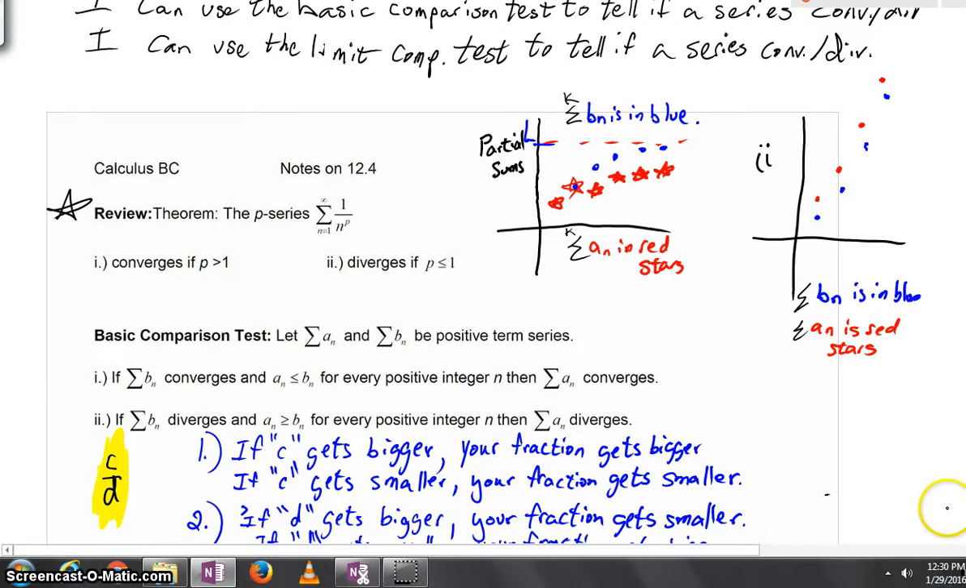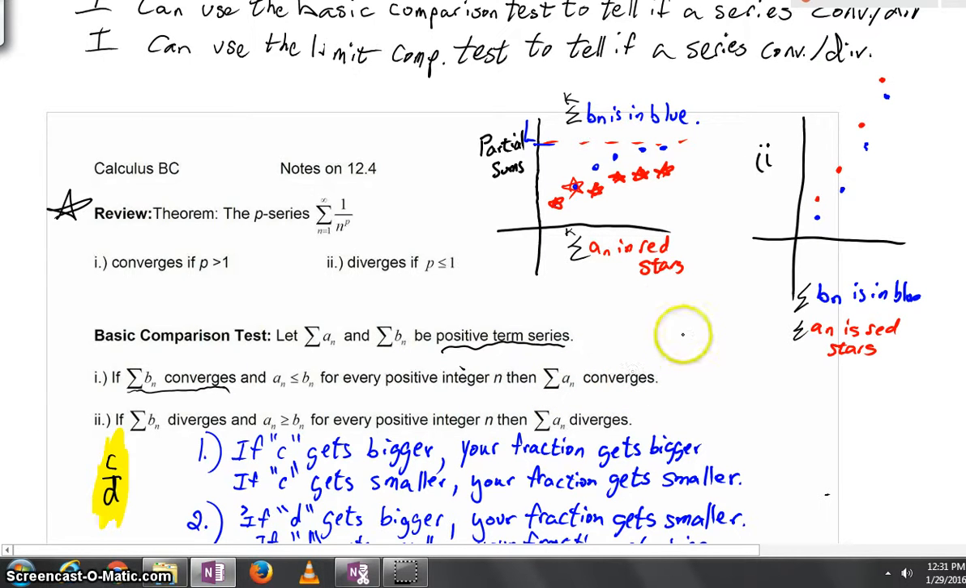The basic comparison test says, let's say that we have two series, the summation of a sub n, and sigma b sub n, and they're positive term series. Everything today is positive term series. We can say that the summation of b sub n converges, and if we know that to be true, and a sub n is less than b sub n for every positive integer n, so each corresponding term, like a of 100 would be smaller than b of 100, then we can say that the series a sub n converges also.